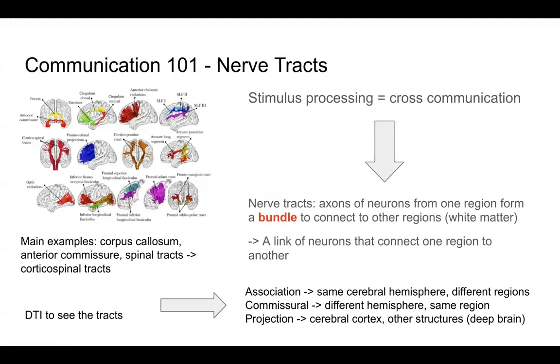So through projection fibers, different regions of the brain can communicate. They don't have to be in the same cerebral cortex. They don't even have to be in the same hemisphere. They can be in completely different hemispheres, but they can still communicate.